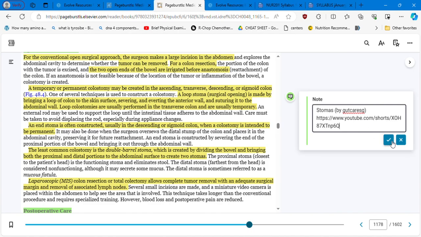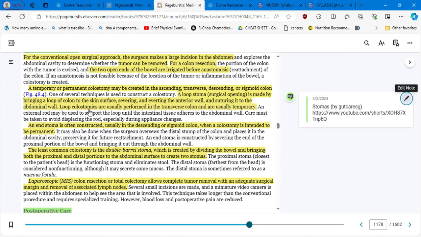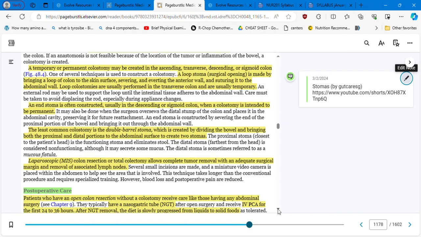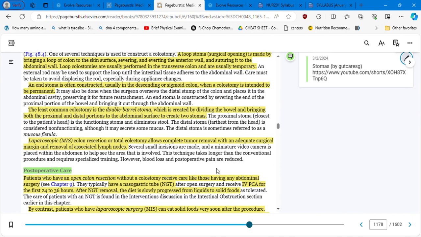Thank you so much. So you saw the types of stoma. An end stoma is often constructed, usually in the descending or sigmoid colon, when a colostomy is intended to be permanent, okay? The least common colostomy is the double-barrel stoma, which is created by dividing the bowel and bringing both the proximal and distal portions to the abdominal surface to create two stomas. And we're going to see a picture later.